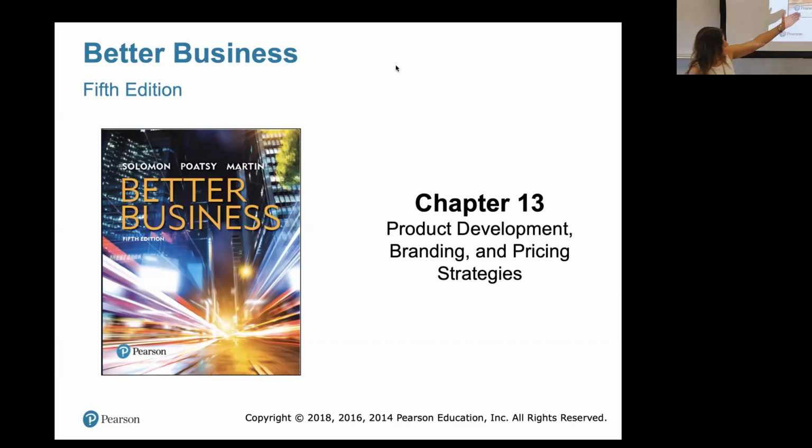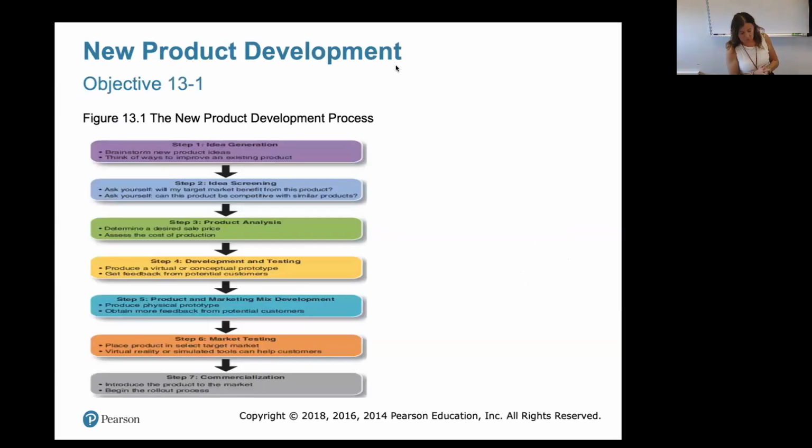So we've got product development and pricing here, right? Branding is kind of part of promotion too. So anyway, this is all still part of marketing. So let's talk about new product development. According to the textbook, these are overall the steps that you go through when you develop a new product.